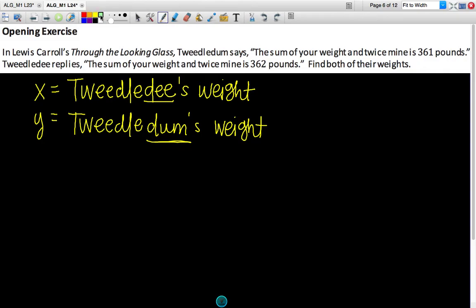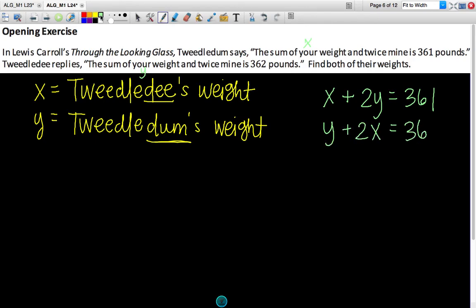So now let's go back to the context of what they're saying here. So Tweedledum says the sum of your weight. So he's talking to Tweedledee, whose weight is x. So the sum of your weight, so x and twice mine. This is Tweedledum talking. So plus 2y is 361. Then Tweedledee replies the sum of your weight, so he's talking about Tweedledum, which is y. The sum of your weight, y, and twice mine is 362. Find both of their weights.